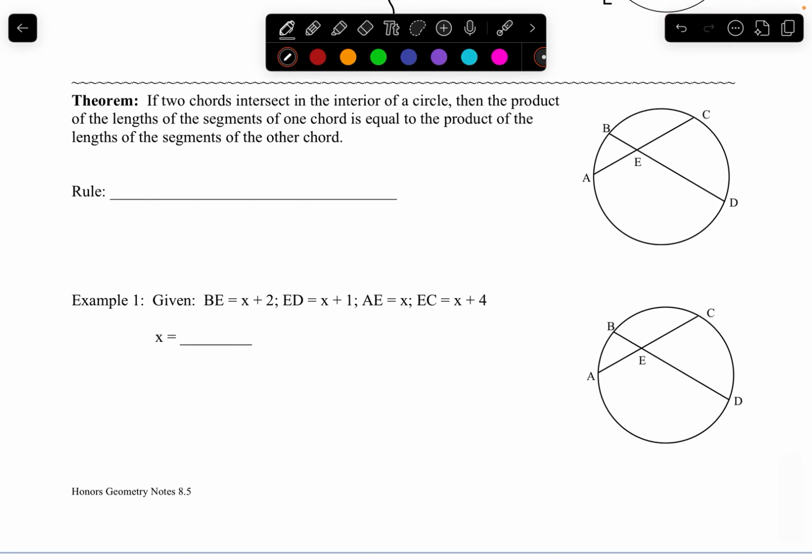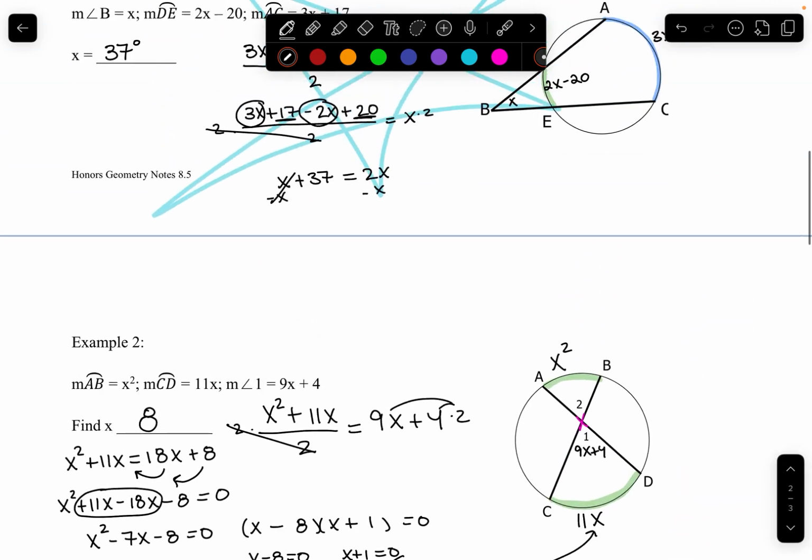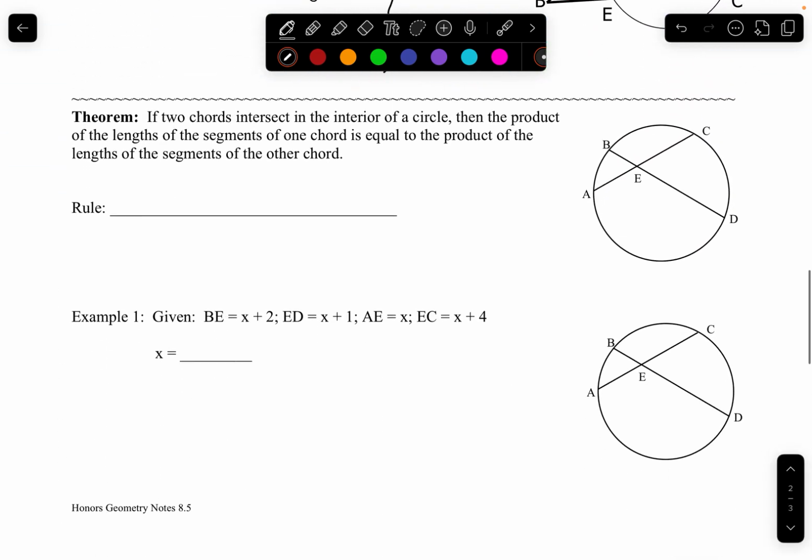Okay, moving on, so these are all angles and arcs, okay? Now we're going to be moving into rules about segments. So this could be chords, these could be secants, these could be tangents, or a combination of these things, okay? This theorem states, if two chords intersect in the interior of a circle, then the product of the lengths of the segments of one chord is equal to the product of the lengths of the segments of the other chord. Remember that product means multiplication, okay?